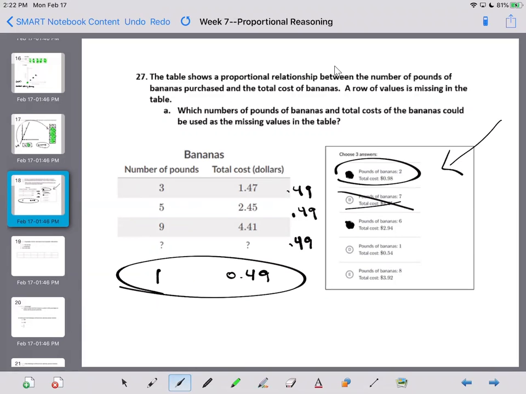How about 54 cents divided by 1? Well, that's not the same as 49 divided by 1, so that's not going to work. And then if we had $3.92 divided by 8, that one's also going to represent 49. So these three would all work if we were putting values in the table. We could use any of those to fill in the table, where we're talking about 2 bananas, 6 bananas, or 8 bananas.